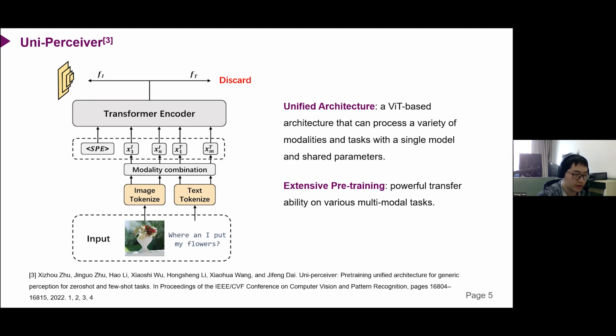UniPerceiver achieves this well. UniPerceiver is a ViT-based model. It can encode multimodal information into a unified representation space, and it has been pre-trained on a large number of multimodal tasks and has a powerful transfer ability. We convert the input image and the input question into embedded representations, and then combine them to calculate features. And finally, we extract the image features and reshape it into a feature pyramid, while the remaining text feature is directly discarded.